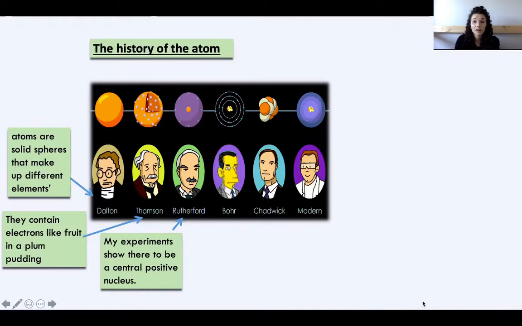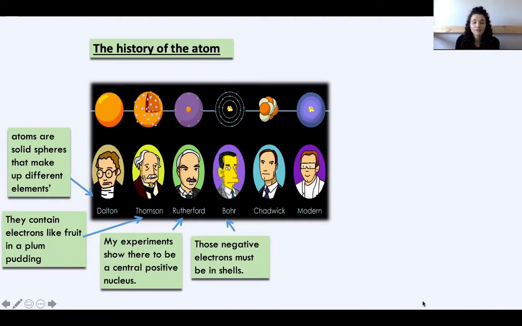He also discovered that atoms have a positive nucleus, because the positive particles that he was firing at this gold foil, some of them got deflected back off again. So he knew that the different parts of the atom had different charges.